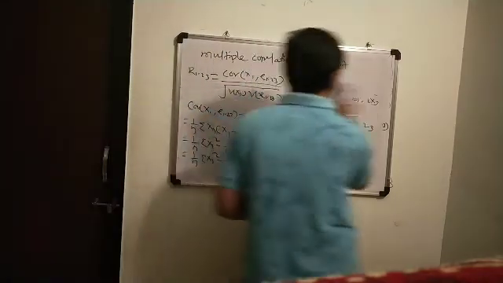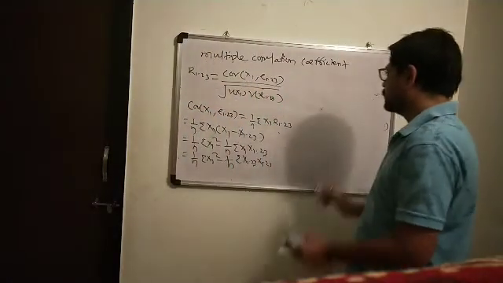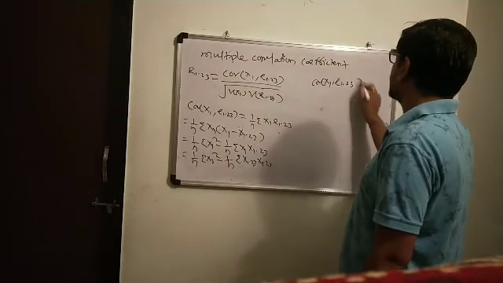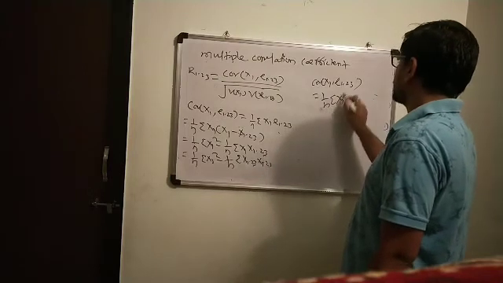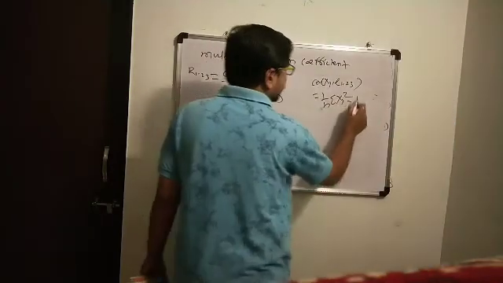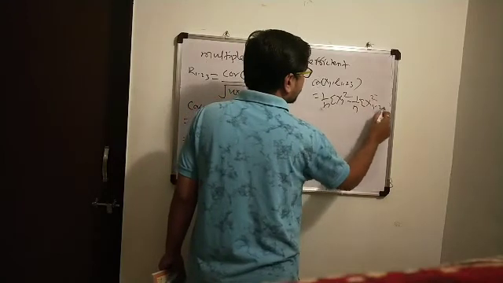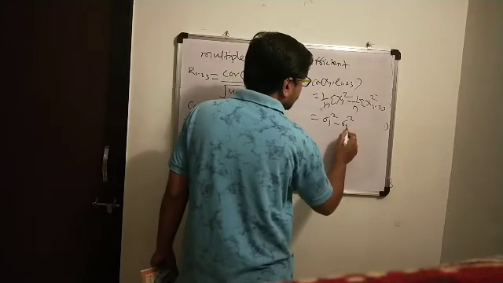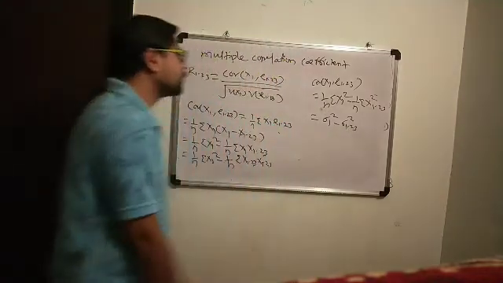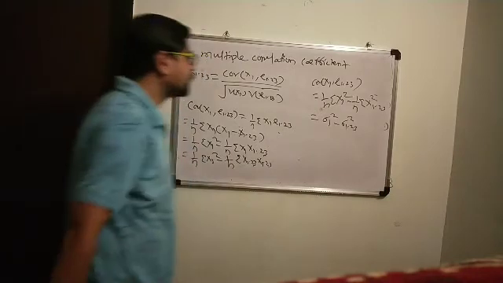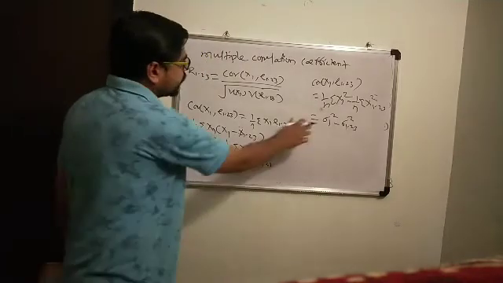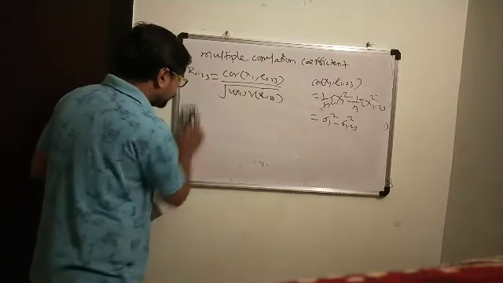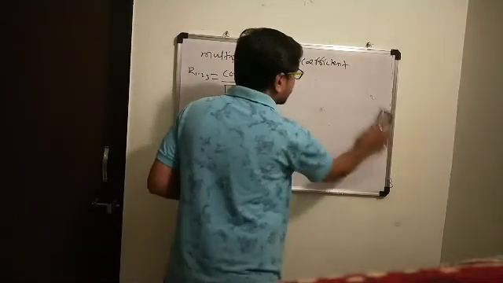So ultimately, the covariance between x1 and E1.23 is equal to 1 upon n summation x1 square minus 1 upon n summation x1.23 square. This is the variance of x1 and this is the variance of the residual, since the expectation of the residual is 0, so this formula represents the variance of the residual. So we have got this. Then we will go to the variance of E1.23.